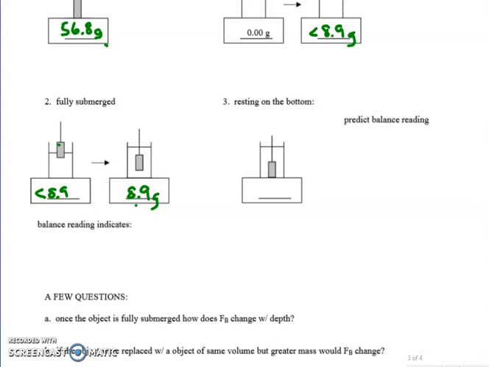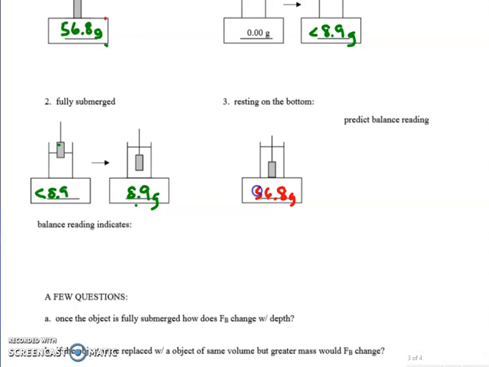Okay, now here is the more interesting one. Let's say now we rest it on the bottom. What's it going to register? We know that when it is sitting on a scale like this, it's 56.8. When it's partially submerged, it registers a fraction of that. So what's it going to read when it's on the bottom? Pause this and reflect on your answer. Okay, so the reading on this is 56.8 grams. In other words, it's reading the mass.